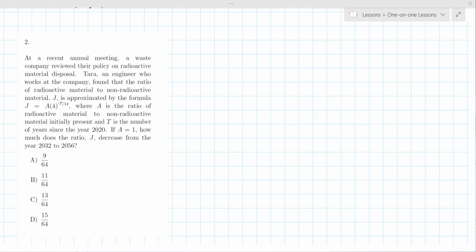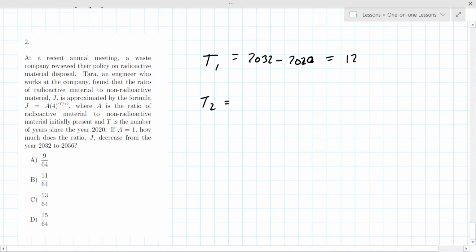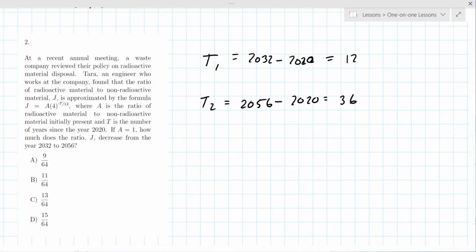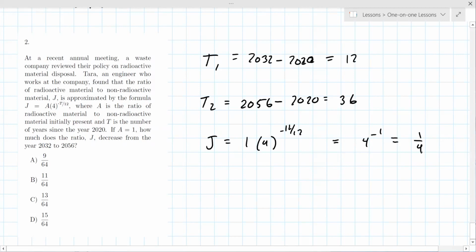Would T be 32 minus 2020? It is. The first T is 2032 minus 2020, which is 12 years. And then the second T is 2056 minus 2020, which is 36. What's a number to the -1? It is the reciprocal. So 1/4. So I think you're seeing that J equals A is 1/4 to the minus 12 over 12. It's 4 to the minus 1 power. That's 1 over 4. Then this one is minus 36 over 12. So that's 4 to the -3, which is 1 over 64.